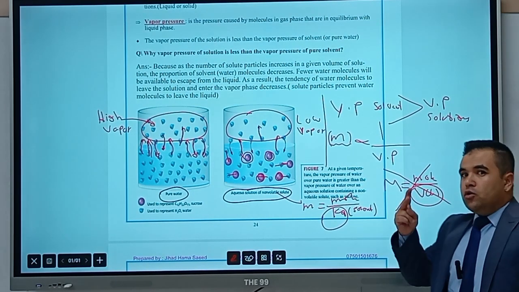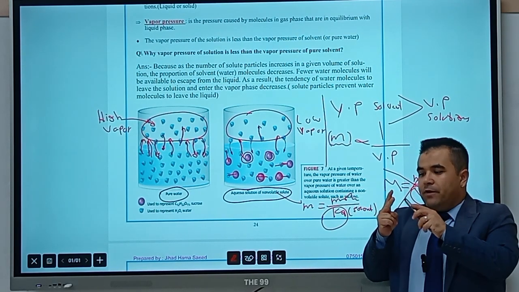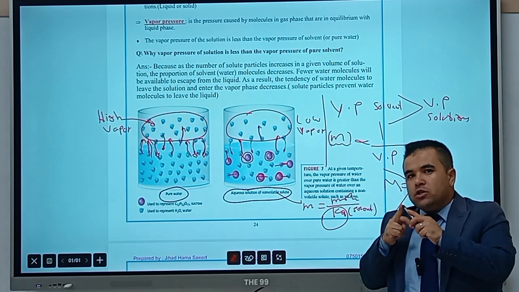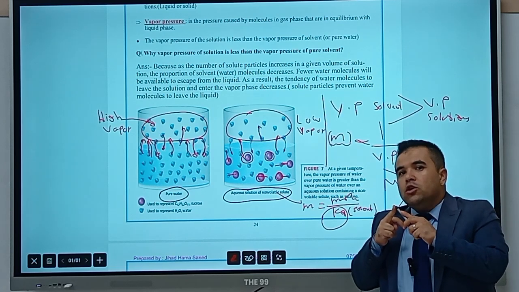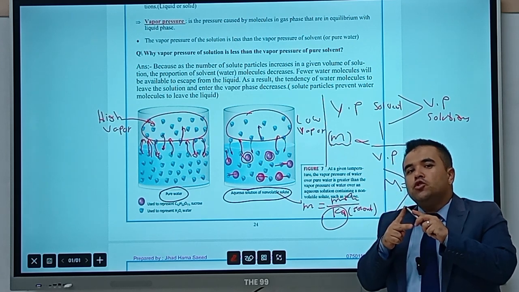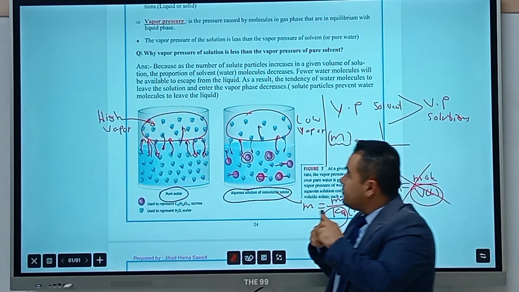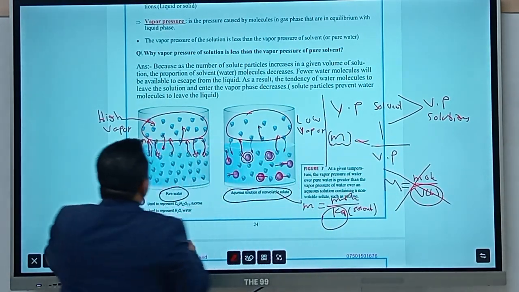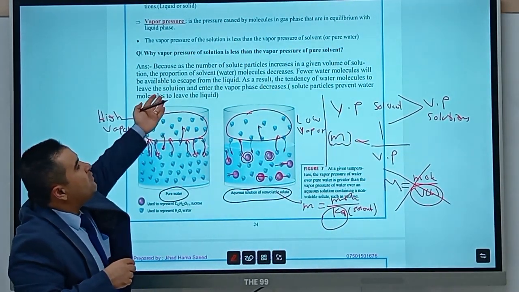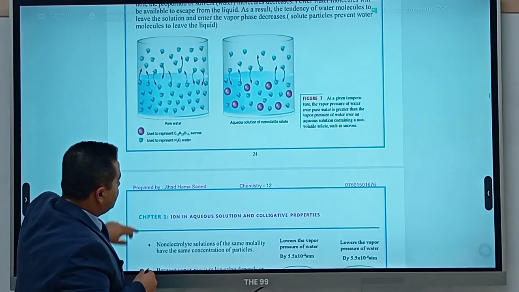So guys, we concluded two pieces of information. First, the vapor pressure of a solution is lower than the solvent, and the vapor pressure is inversely proportional to the concentration in molality. Here I have answered the question why the vapor pressure of the solution is lower than the solvent.